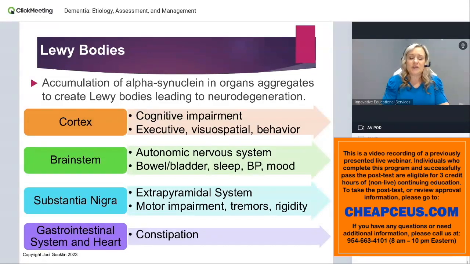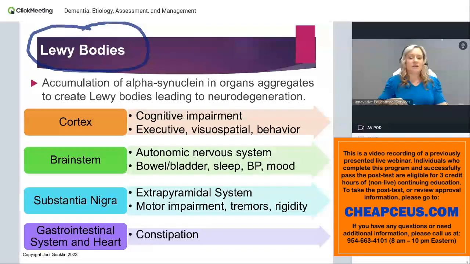Our next condition that we're going to discuss is related to Lewy body formation in the brain. So we're shifting gears a little bit here. Lewy bodies are these clumps of alpha synuclein that occur. They're those misfolded versions of a specific protein in the brain.